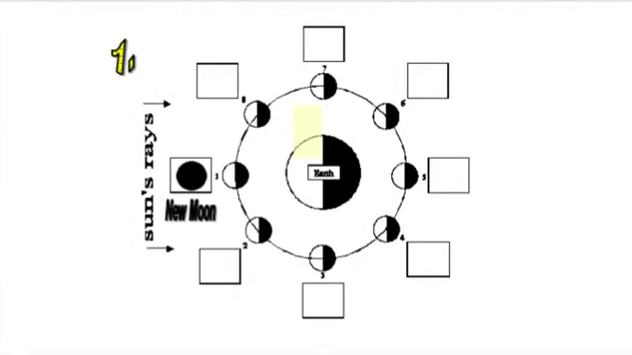If I were in this position on Earth, I'll just draw a little stick figure, I'm only seeing the dark side of the moon. This whole back side here, I'm not seeing at all, okay? That whole back side, I'm not seeing. So this entire back side, I don't see. So on Earth, I would see a new moon.